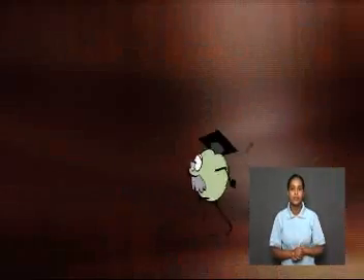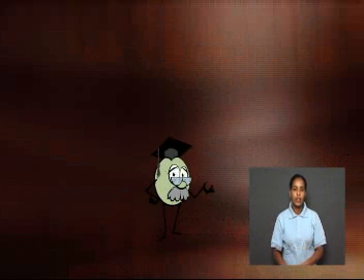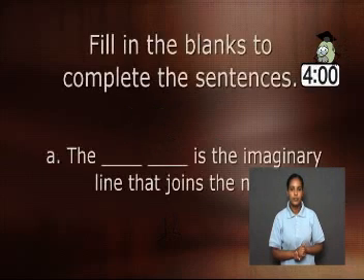Therefore, we can roughly say that a double bond is twice as strong as a single bond, and a triple bond is three times as strong as a single bond. Students, in a moment, you will see several sentences. Please fill in the blanks with the appropriate words. Students, let's get ready. Begin.